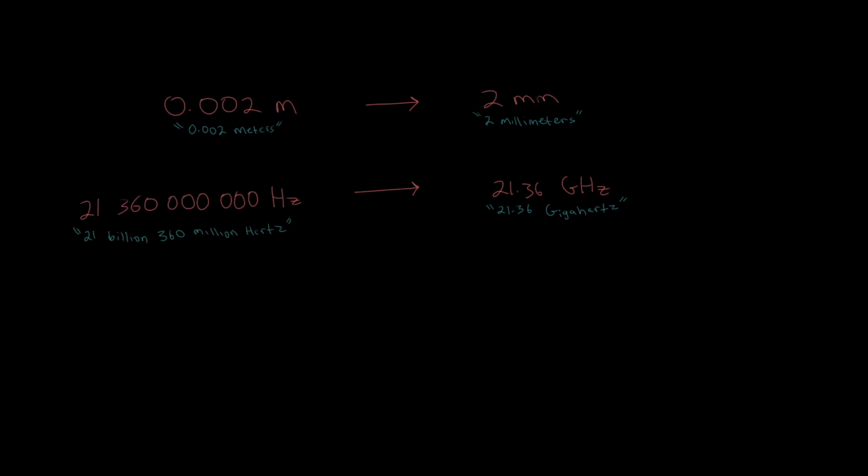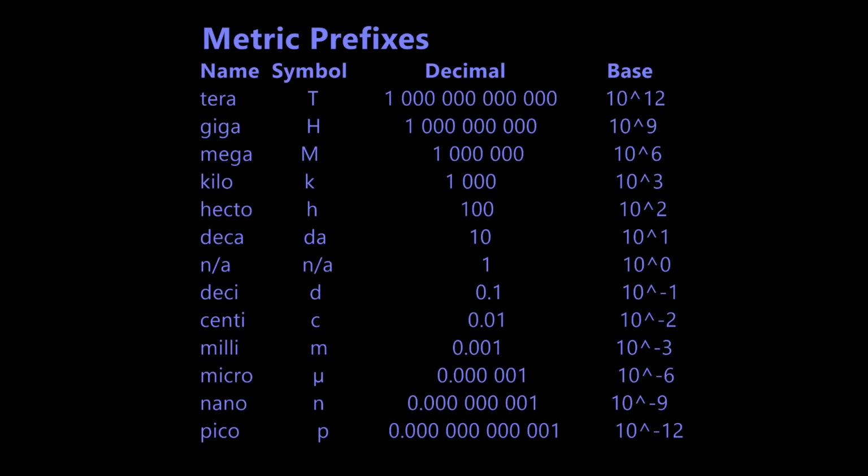Let's briefly talk about metric prefixes. Metric prefixes are used on metric units to make it easier to write really big numbers or really small numbers. For example, we usually wouldn't want to say 0.002 meters. Instead, it's just easier to say 2 millimeters. Similarly, it's much easier to just express a frequency as 21.36 gigahertz than it is to write 21,360,000,000 Hz. Refer to this table for a list of some metric prefixes.